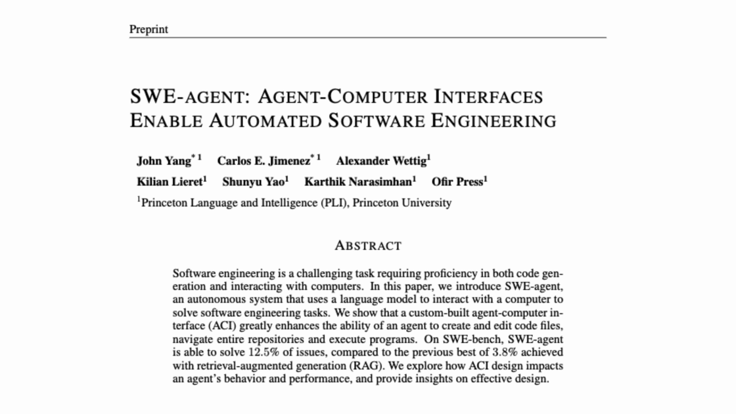Abstract. Software engineering is a challenging task requiring proficiency in both code generation and interacting with computers. In this paper, we introduce SWE-agent, an autonomous system that uses a language model to interact with a computer to solve software engineering tasks. We show that a custom-built agent-computer interface, ACI, greatly enhances the ability of an agent to create and edit code files, navigate entire code repositories, and execute programs.